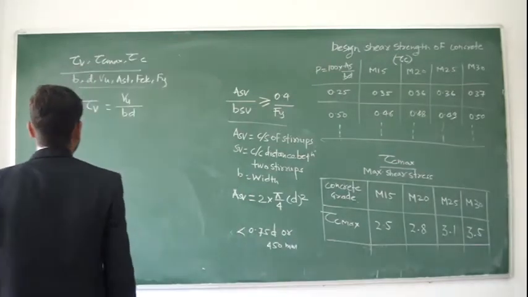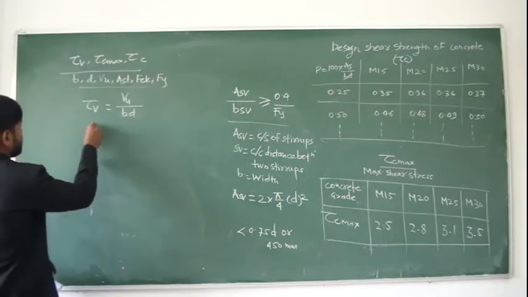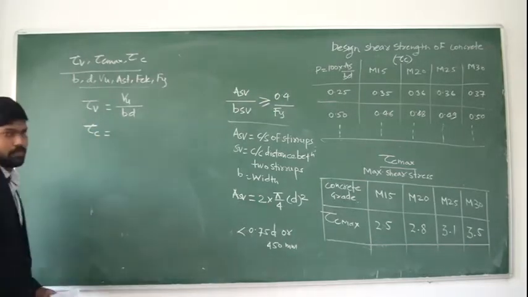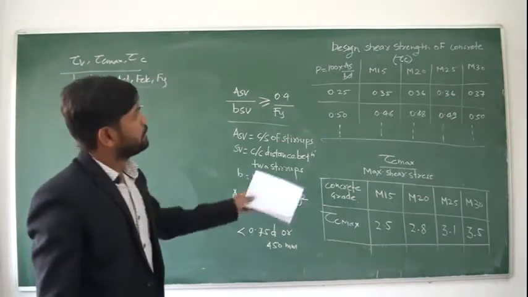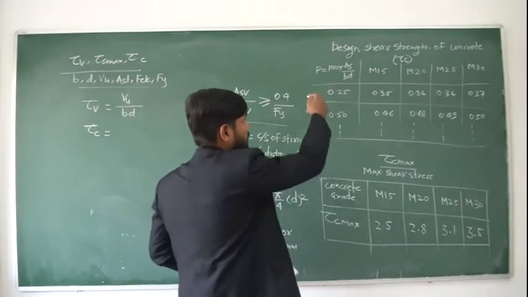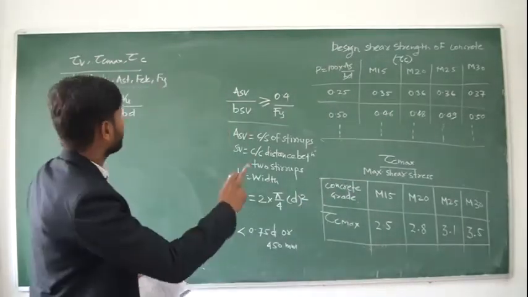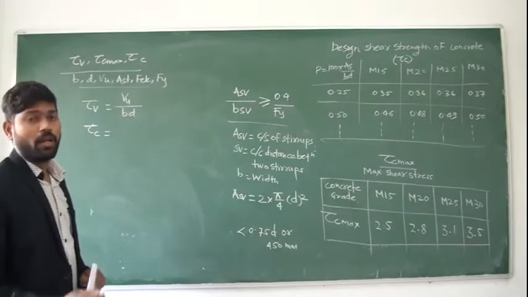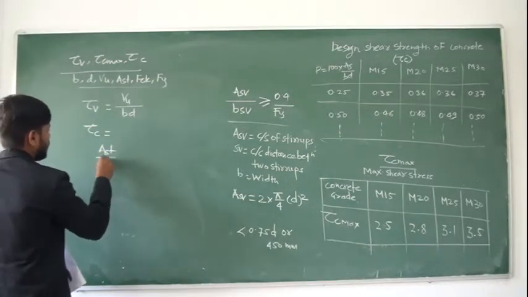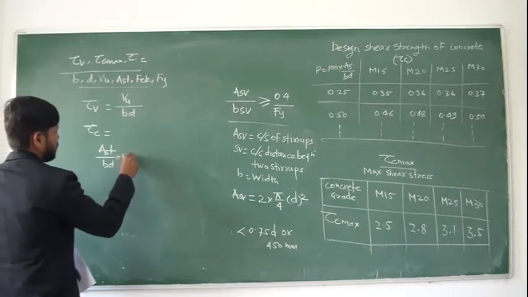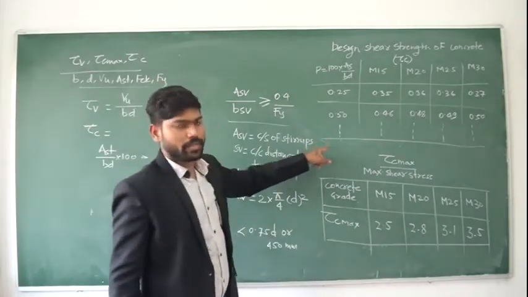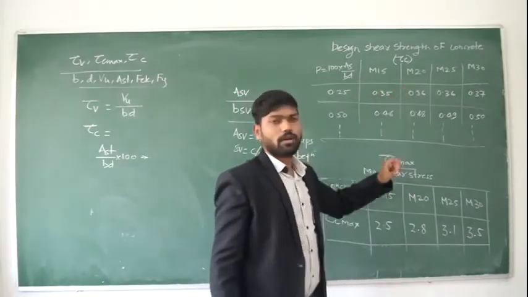Then what is next? Next you have to calculate tau c. How will you calculate tau c? It is given in IS 456. On which factors does it depend? Grade of concrete and percentage reinforcement. Grade of concrete is again given. But how will you calculate percentage reinforcement? It's a simple formula: Ast divided by bd into 100. You will get percentage reinforcement. You have to check the percentage reinforcement and your corresponding grade, and you will get tau c.